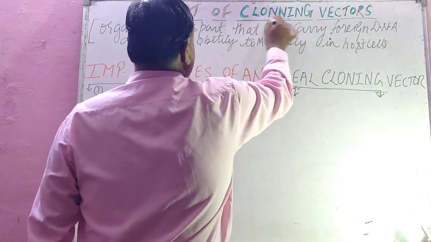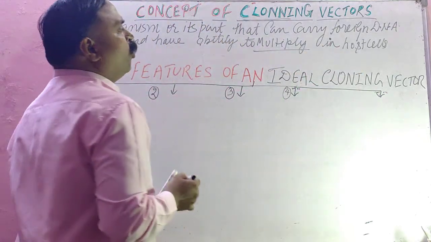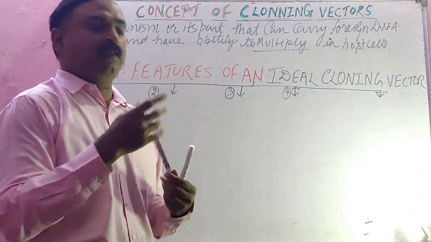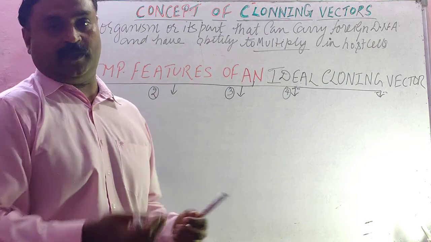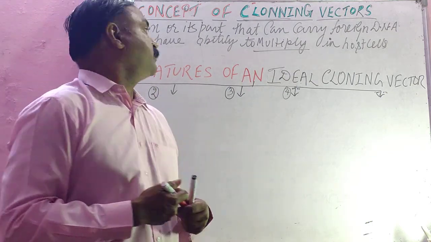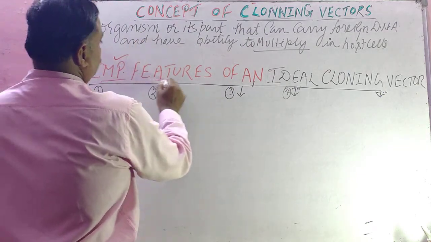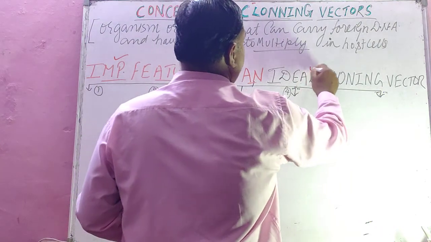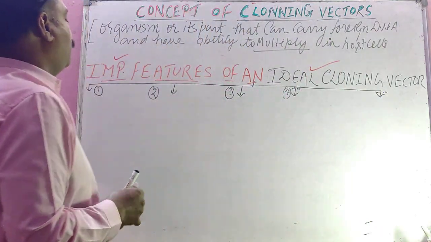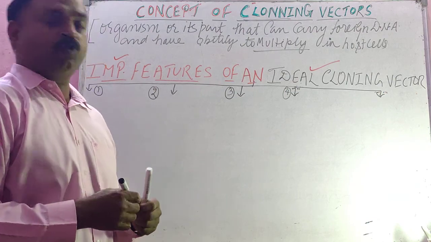Student, clones are nothing but the multiple copies. So they have ability to multiply in the host cells like E. coli, Escherichia coli, or any prokaryotes. Now, what are the important features of an ideal or good cloning vector? Can be asked for 2 marks. So you should know at least 4 postulates.